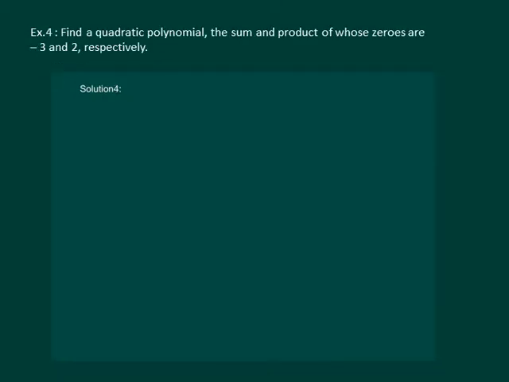Let us read the question. Find a quadratic polynomial, the sum and product of whose zeros are minus 3 and 2 respectively.